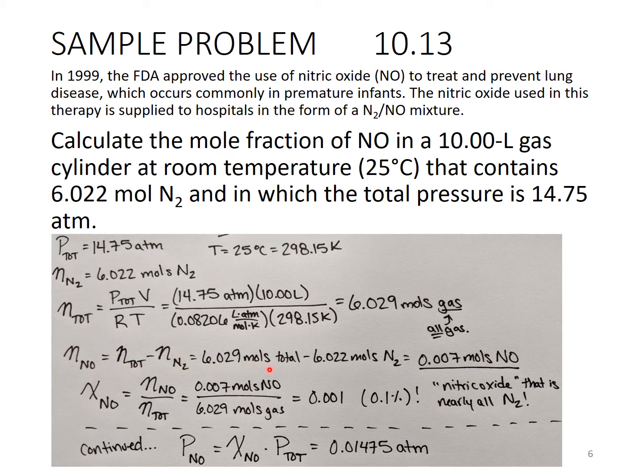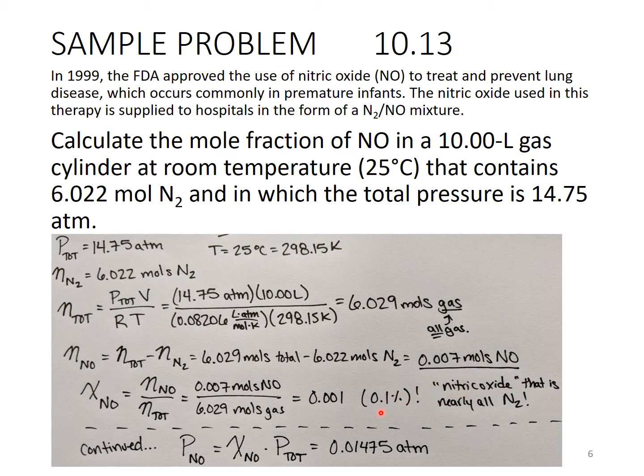So 6.022 moles of gas total minus 6.022 moles of N2. We only have 0.007 moles of nitric oxide. Okay. So we could get that mole fraction, so moles of nitric oxide over moles total. That gets you 0.001, that's 0.1% of the mixture is nitric oxide.